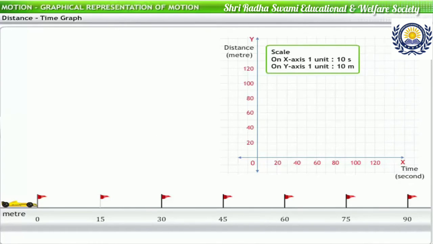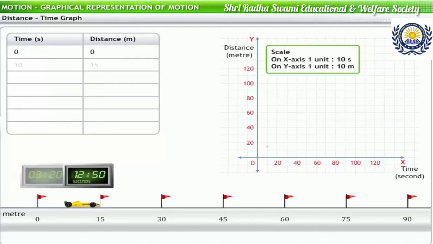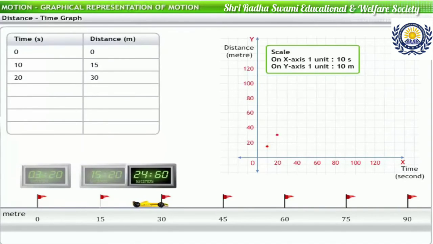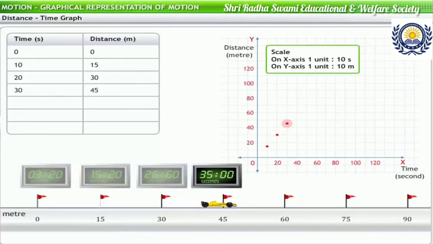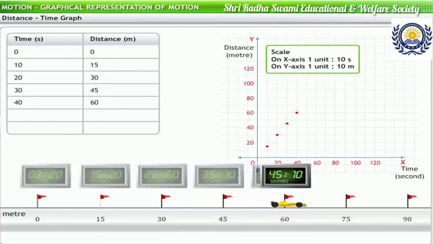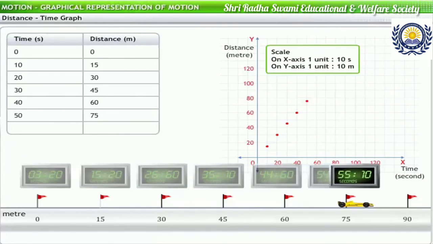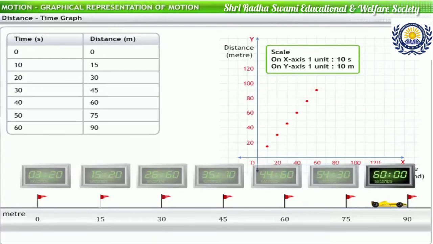For each set of figures, locate and plot a point at which the perpendiculars drawn from the respective time and distance values on the axis intersect. Finally, we connect all the points, starting from the origin using straight lines. This gives us a distance-time graph for the data provided.